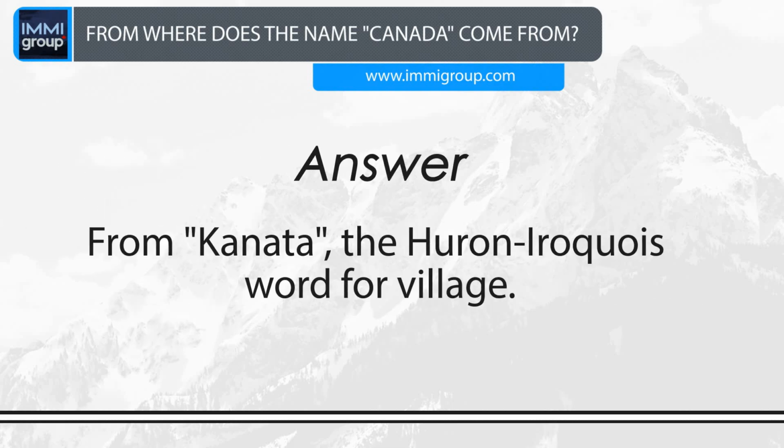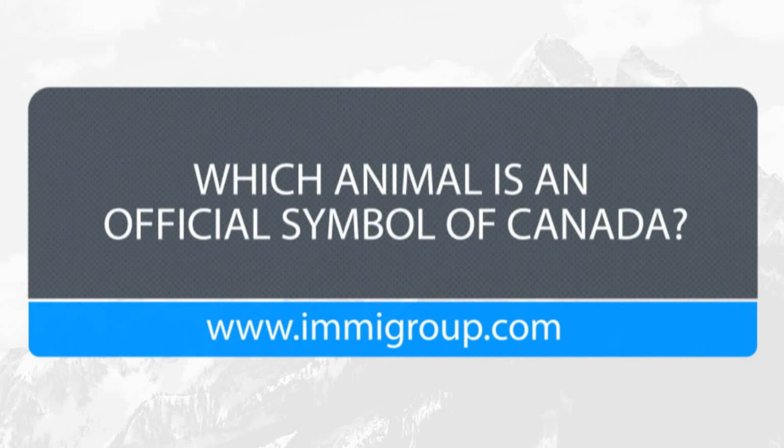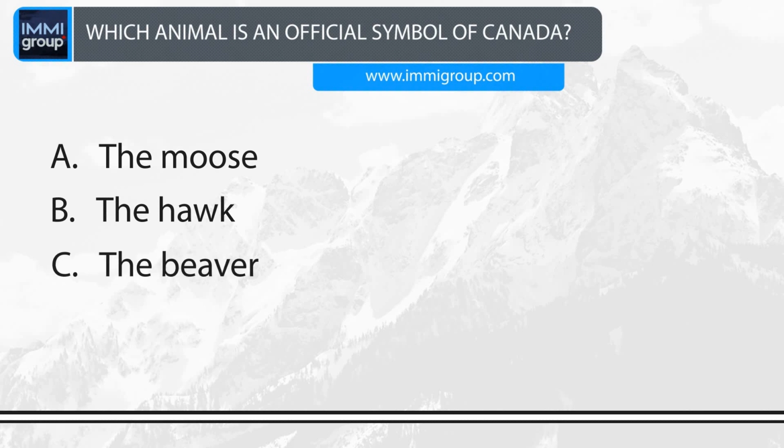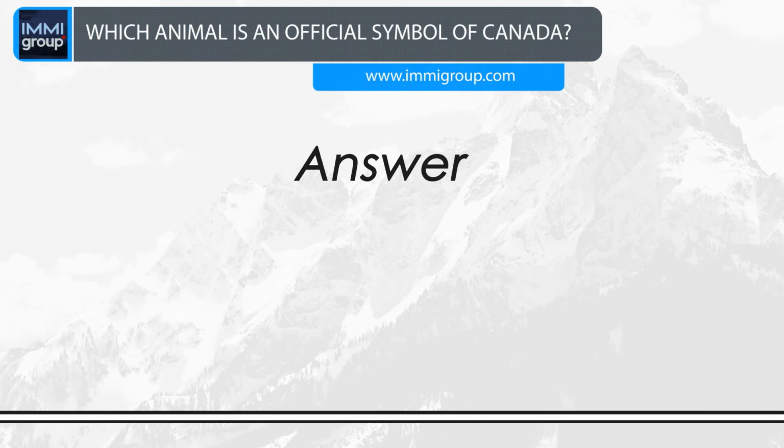Answer. From Kanata, the Huron-Iroquois word for village. Which animal is an official symbol of Canada? A. The moose. B. The hawk. C. The beaver. D. The deer. Answer. The beaver.